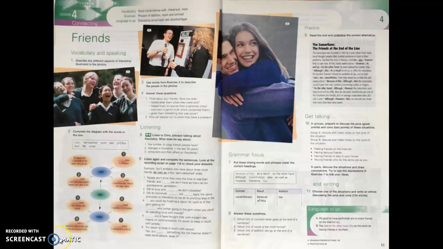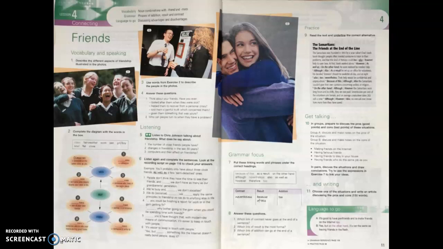This screencast supports this lesson on phrases of addition, result and contrast. So they're linking words and phrases that we use in sentences. The materials come from Language to Go Upper Intermediate by A. Clare and J.J. Wilson, published by Longman.